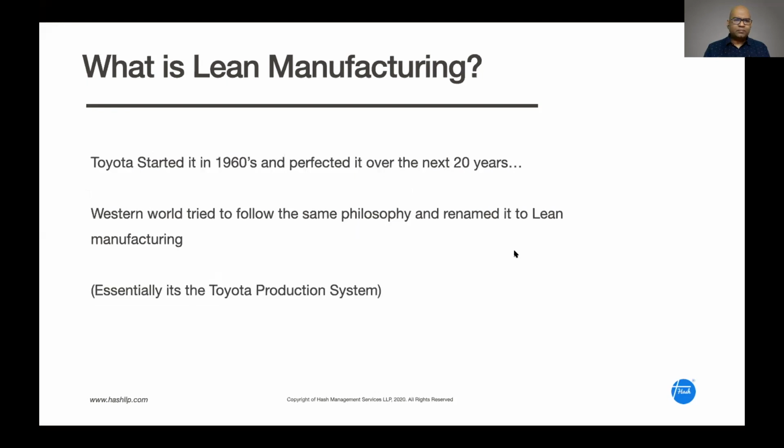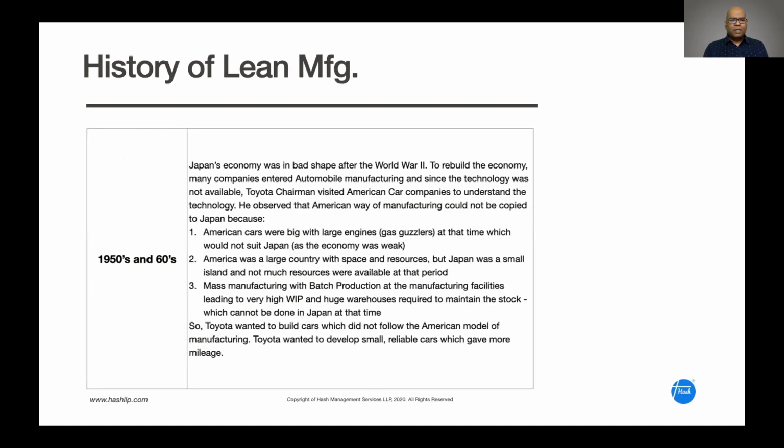All right. And what is the history of this lean? Right? It started with Toyota in the 50s and 60s, and Toyota perfected it over the next 20 years. Right? And in the 90s, the Western world tried to adopt the same philosophy for their manufacturing, and they renamed it as lean manufacturing. But what we are talking about as lean is essentially the Toyota production system. I will give a quick history.